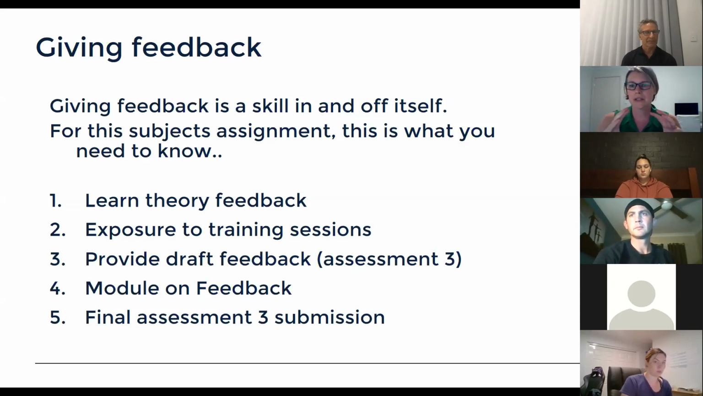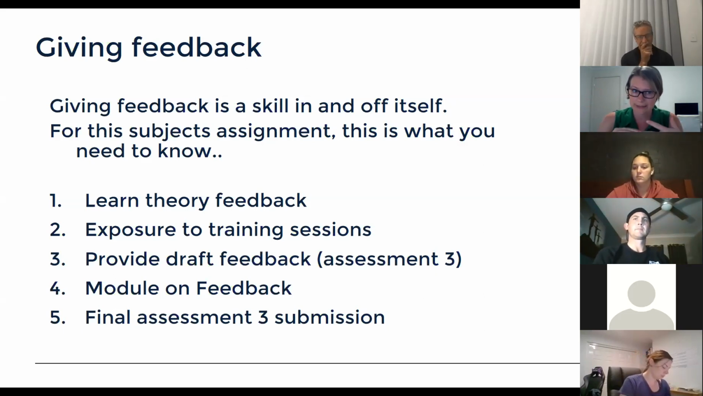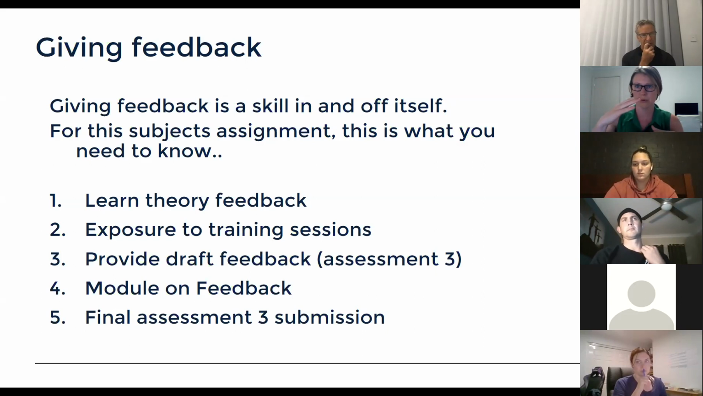So in terms of how this works in this subject, you will get the content in terms of the theory of feedback from Chris. Then you will start to get your first training sessions in week 7. And we are asking you to provide a draft feedback form. Last year it wasn't prescriptive. It's not like there's one way to do feedback.